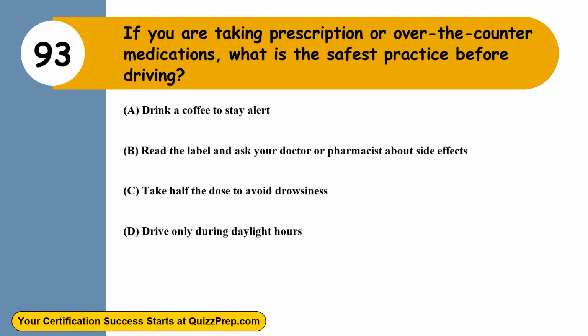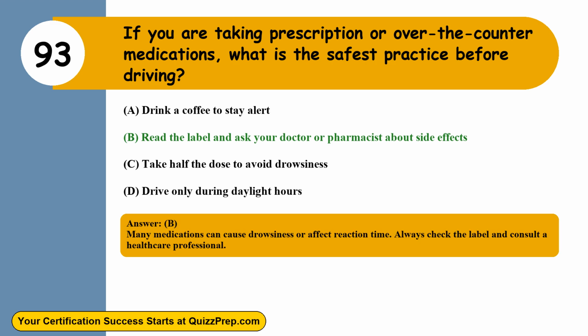Question 93. If you are taking prescription or over-the-counter medications, what is the safest practice before driving? Option A, drink a coffee to stay alert. Option B, read the label and ask your doctor or pharmacist about side effects. Option C, take half the dose to avoid drowsiness. Option D, drive only during daylight hours. The correct answer is option B. Read the label and ask your doctor or pharmacist about side effects. Many medications can cause drowsiness or affect reaction time. Always check the label and consult a healthcare professional.